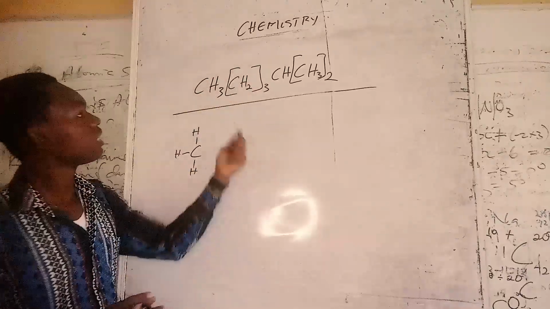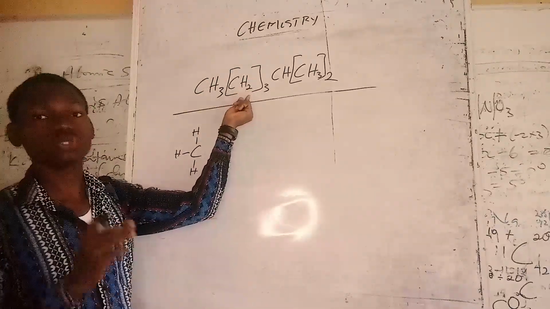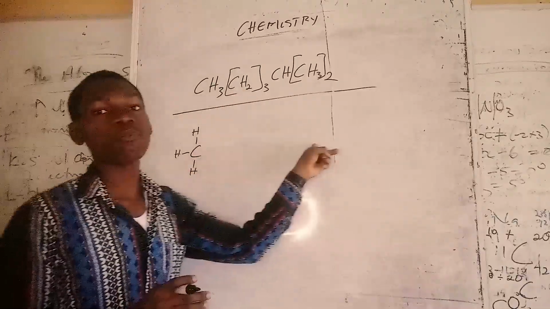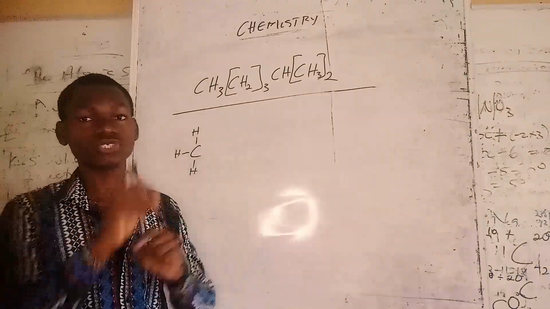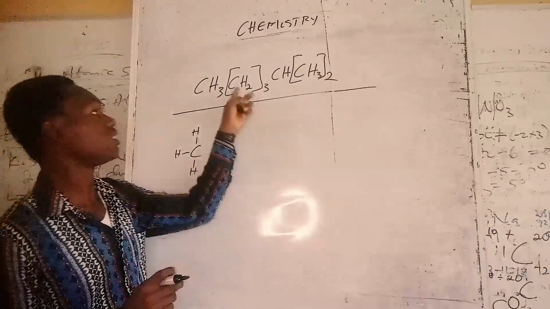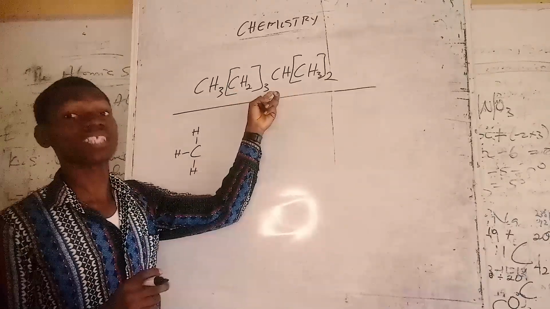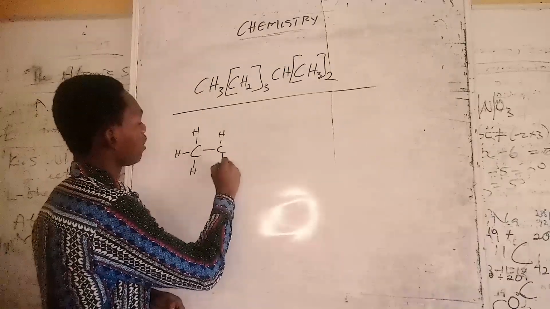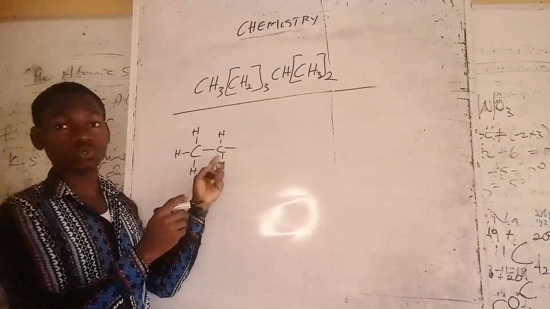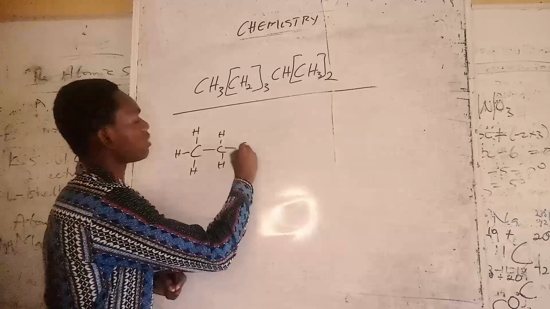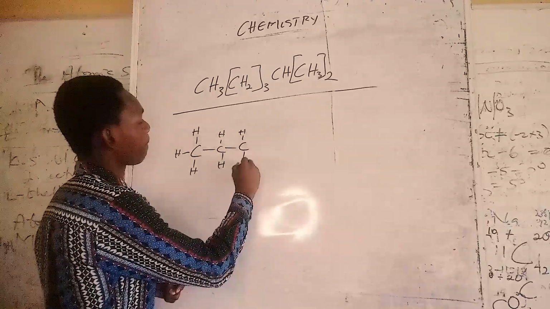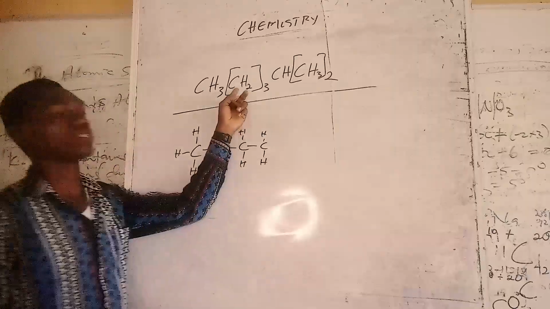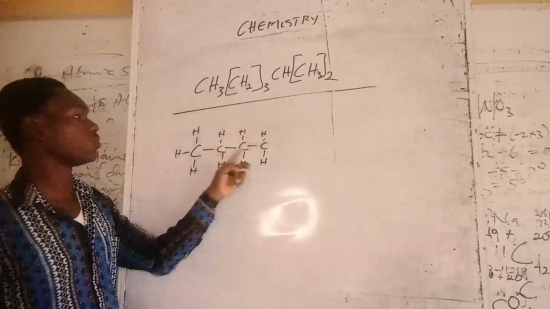Now whenever you see a bracket and CH2, it simply means that the CH2 is in a linear position, not in a branched position. So this CH2 is joined 3 times. So C and 2H is the first CH2, then the second and third. And this is what CH2 3 times means: 1, 2, 3.